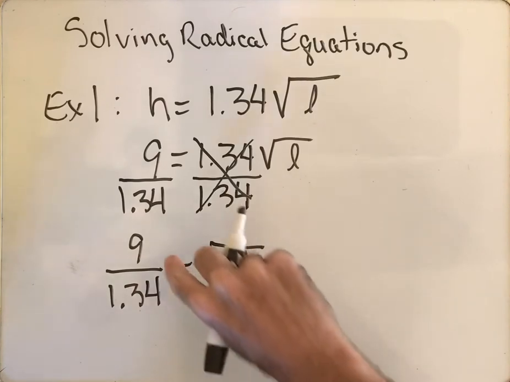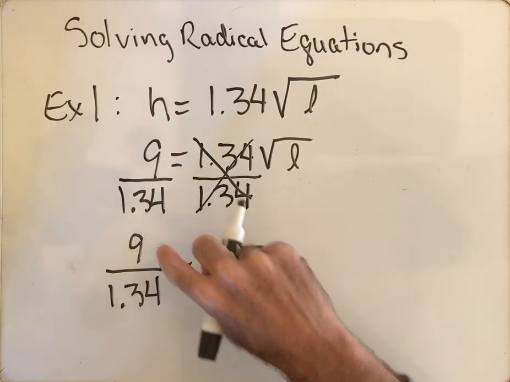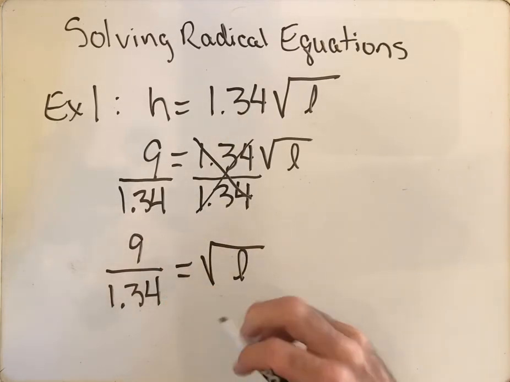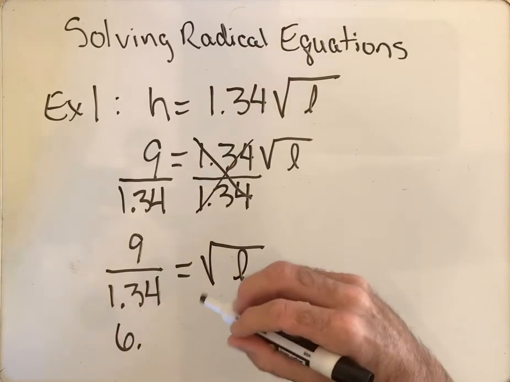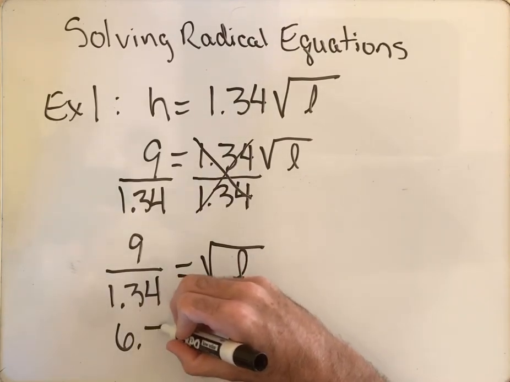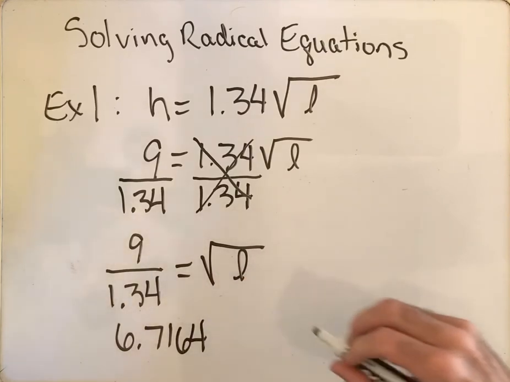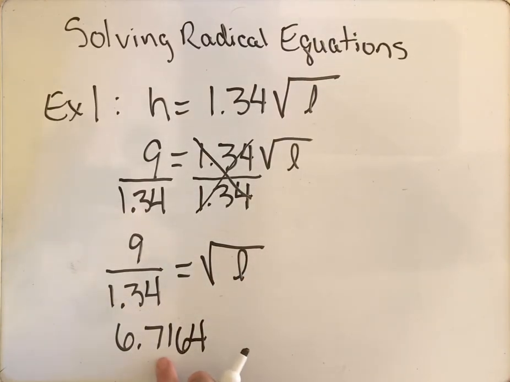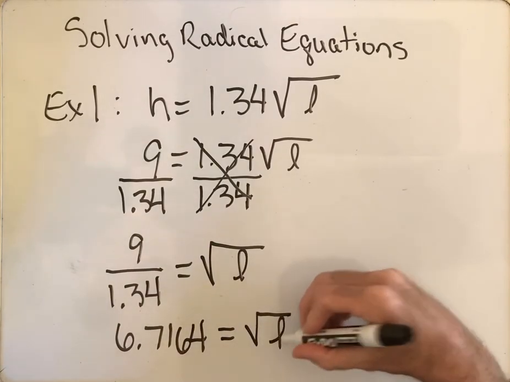Once we do that, now we want to evaluate this 9 divided by 1.34. And if we punch that into a calculator, we're just going to do 9 divided by 1.34, and that's going to give us a pretty long decimal term here, 6.7164, and it goes on and on, but we're only going to need to do this to the nearest 100th, so equals the square root of L.